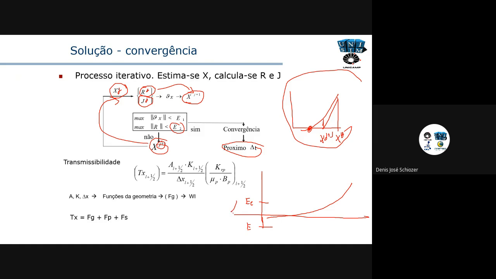So what does this tolerance mean? If the residual is inside epsilon 2, then my solution is reached, okay? So my residual is small. Why do we also use this one?